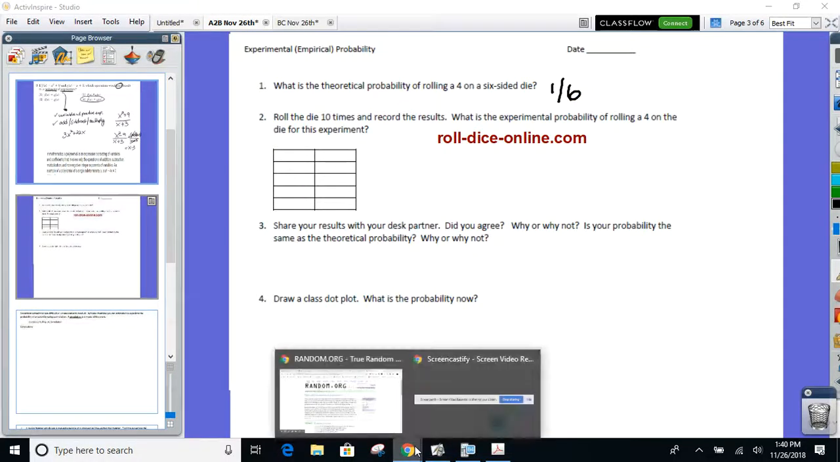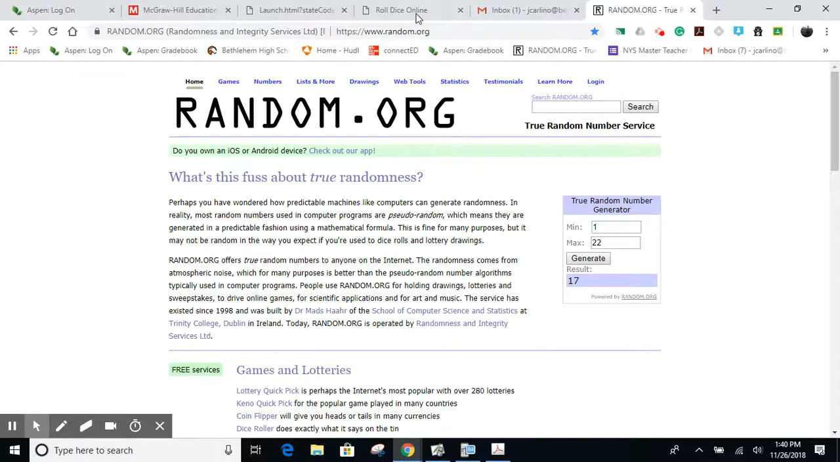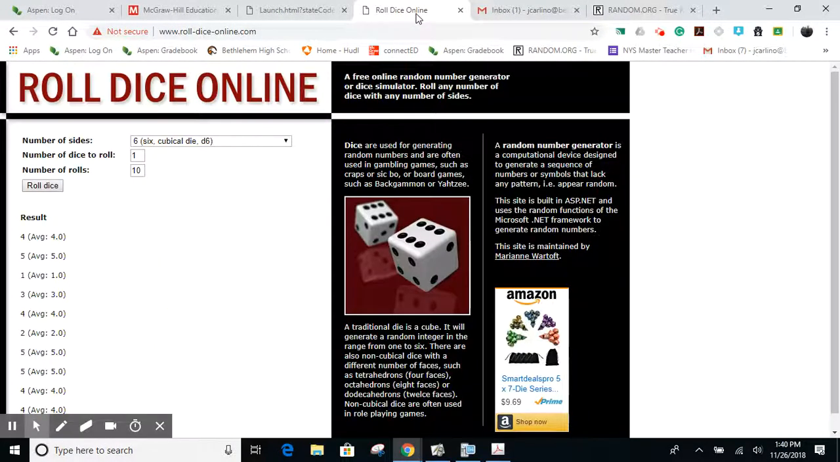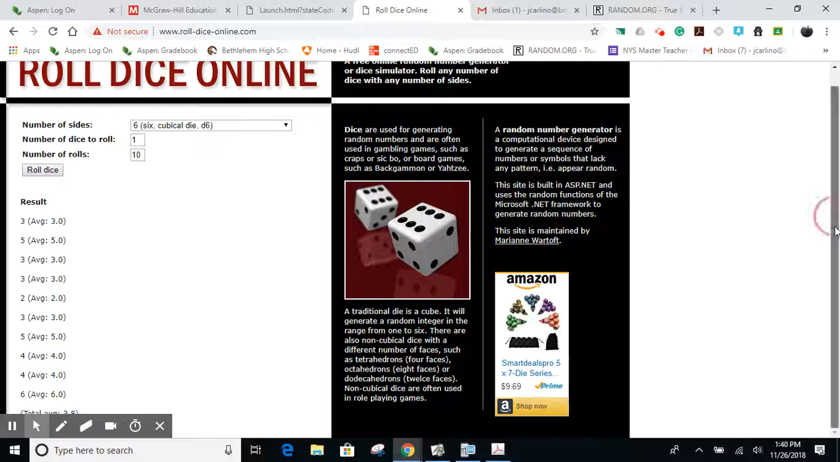So we're going to go to the old Dice Online, and we're going to tell it to roll 1 die 10 times for us. So already in there should be 6 sides, right? Number of dice to roll, just one. And number of rolls, 10. Okay, and then you're going to hit roll dice. And all the numbers that came up, 10 of them, are going to show there. Should be 10 of them total. Don't worry what it says about average. Okay, everyone have 10 numbers there.